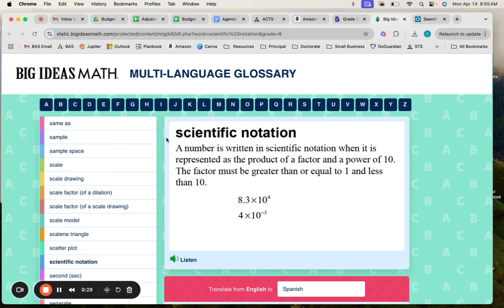A number is written in scientific notation when it is represented as the product of a factor and a power of 10. The factor must be greater than or equal to 1 and less than 10. Yep.